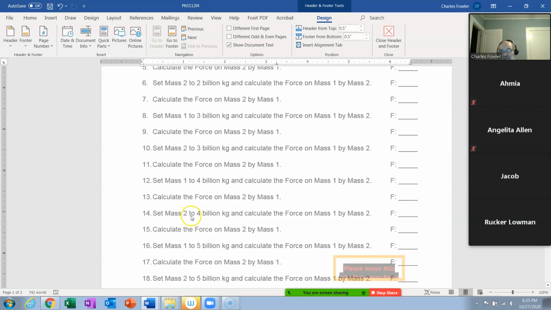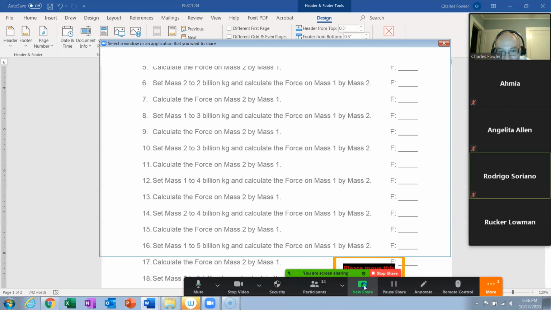Got it? So now let's do 14. I'm rounding them. So you put 50 instead of 50.1. Yeah, I just put 50. I got 50.025, which to me rounded to 50. Okay. But you can put as many digits as you want to. I'm writing on the screen. Frankly, the fewer digits I have to write, the better. Okay. Good deal. So number 14, we're going to set mass 2 to 4 billion.